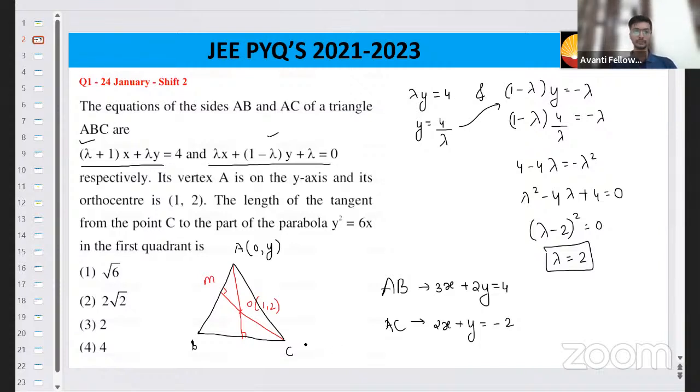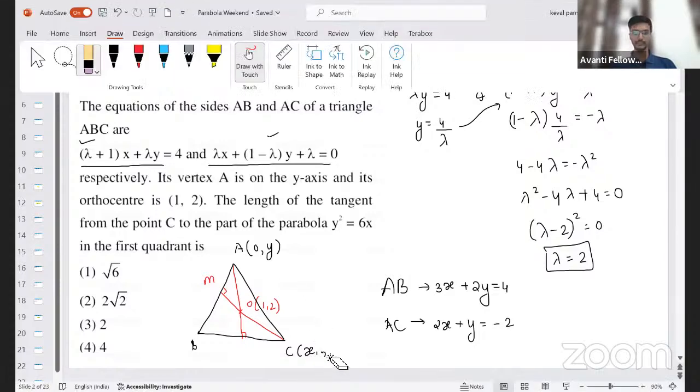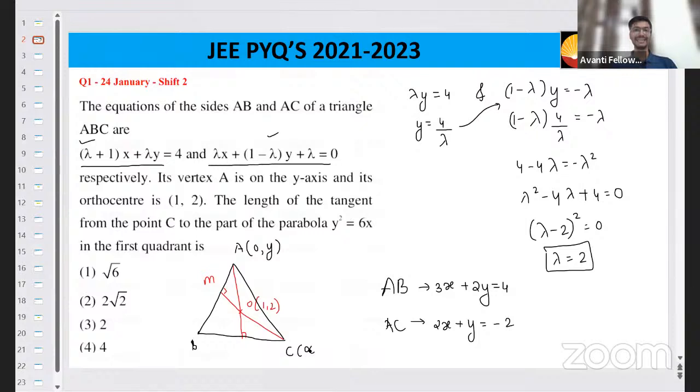Now, to get the coordinates of point C, let me assume the coordinates of point C. If I write the coordinates of C as alpha, now point C lies on the line AC.